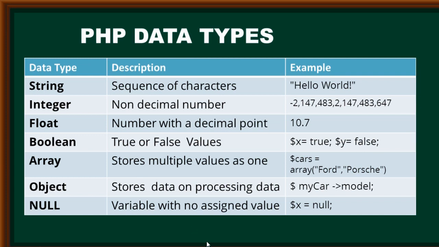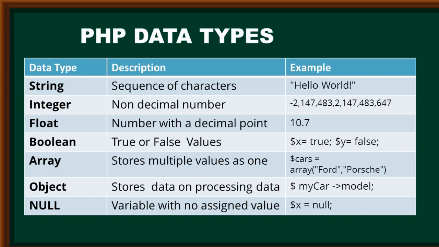Next, we've got the array. An array is used to store multiple values in one single variable. A variable stores one value, but an array can store multiple values under one variable. As you can see in this example, I've declared an array called cars, and you'll notice it stores two values. You can have as many as possible, but they'll all come under this variable called cars.